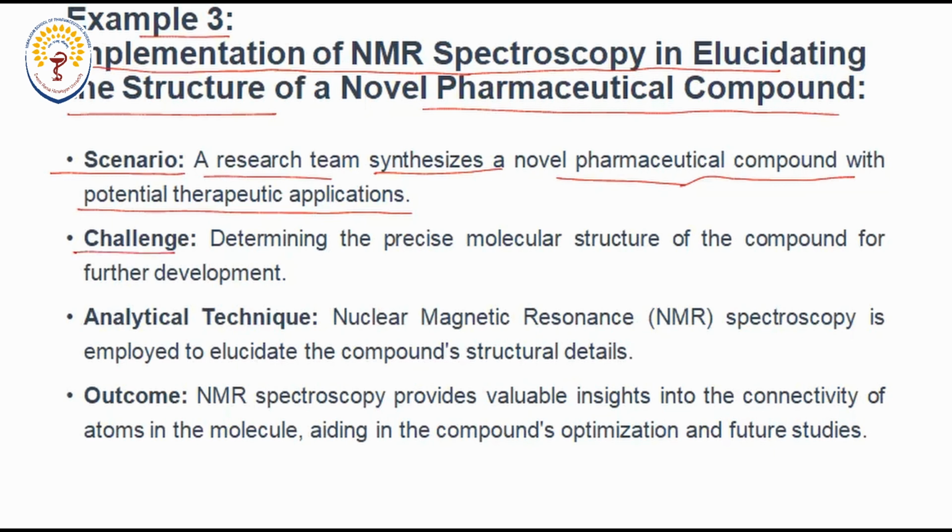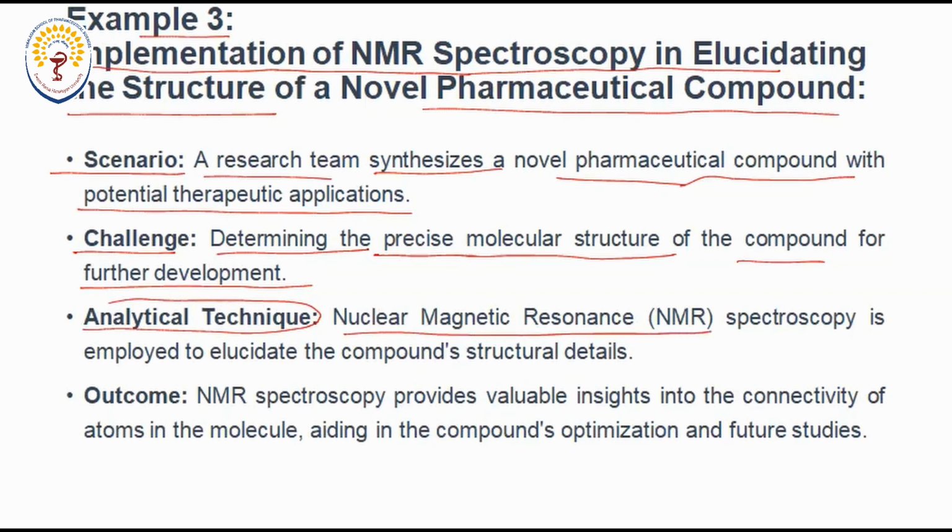Now our challenge is to determine, we have formed the novel pharmaceutical compound, but we want to determine its precise structure. We want to confirm that the intended structure of the molecule is this. So we have to determine the precise molecular structure of the compound so that we can develop it further. For that we are using an analytical technique like NMR. NMR is nuclear magnetic resonance spectroscopy. We are employing it to elucidate the compound's structure.